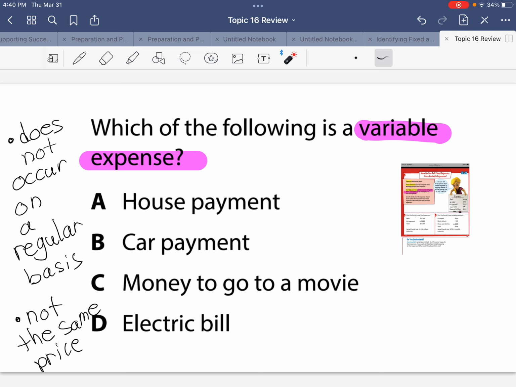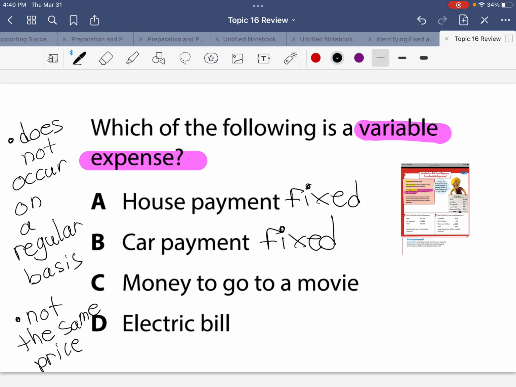So let's go through the answers. A house payment. Okay, well, let's think of your parents. Your parents pay for the house every month on the same day, and it's always the same price. So a house payment is a fixed expense. Okay. A car payment. Your parents pay for the car payment every month, the same day, and it's always the same price. So this is also a fixed.